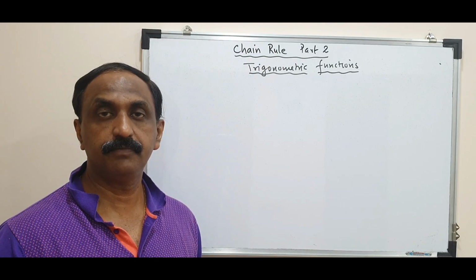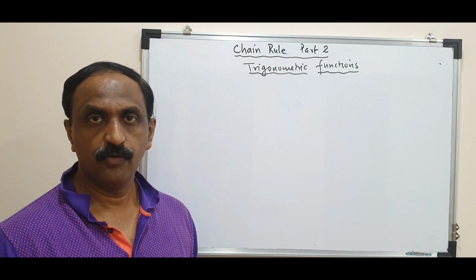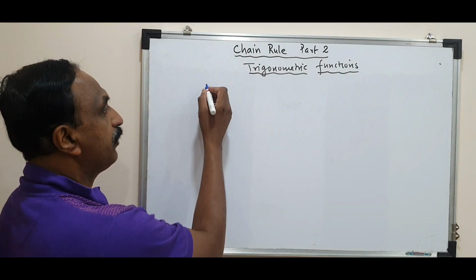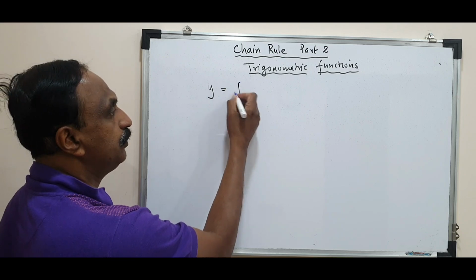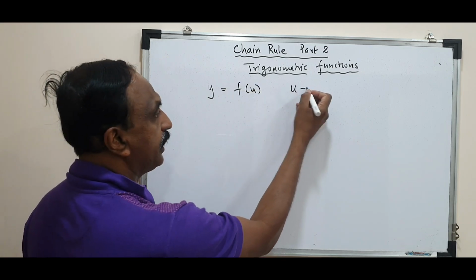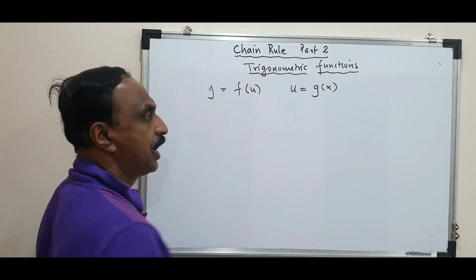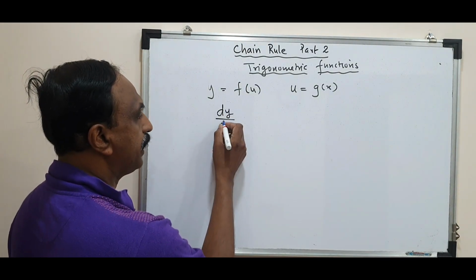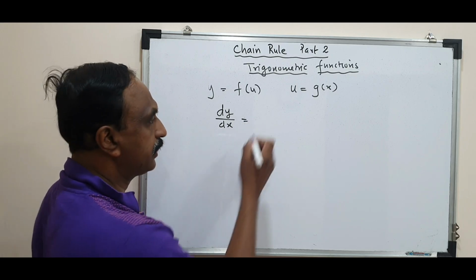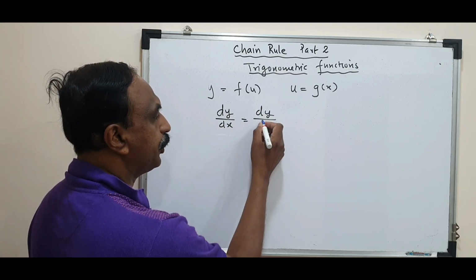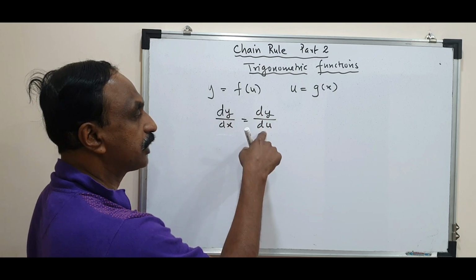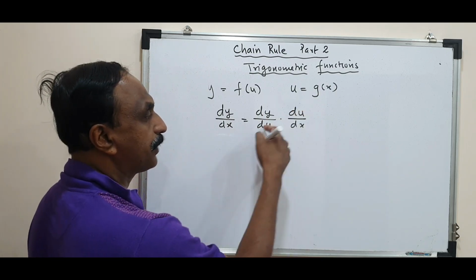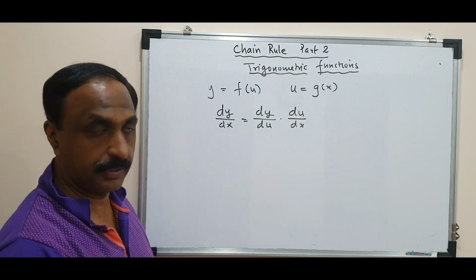The derivative of trigonometric functions. We have learned last class how to do the derivative of a chain function, that is, if y is a function of u and u is a function of x, how will you find the derivative? We said that dy by dx is nothing but dy by du, y differentiated with respect to u, then du by dx. It is like divide and multiply du, similar to that, although it doesn't mean that.